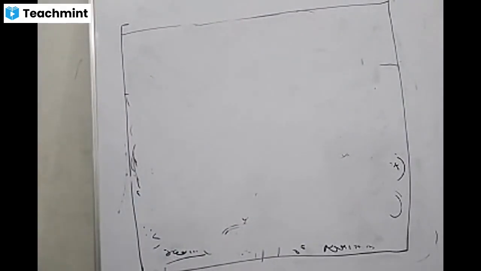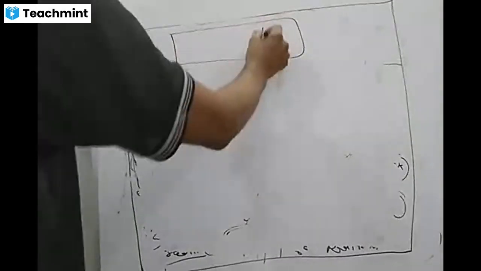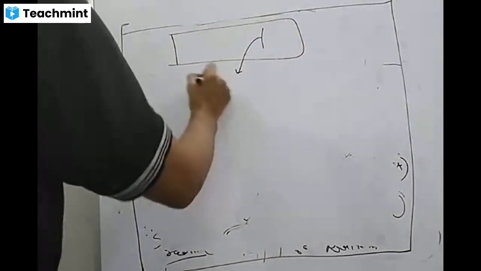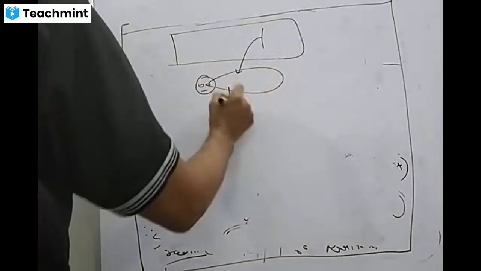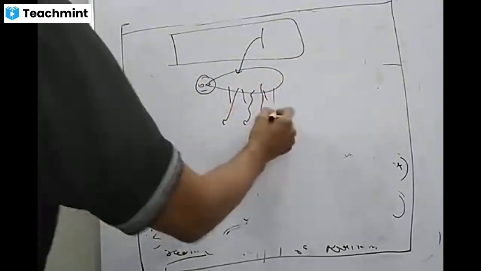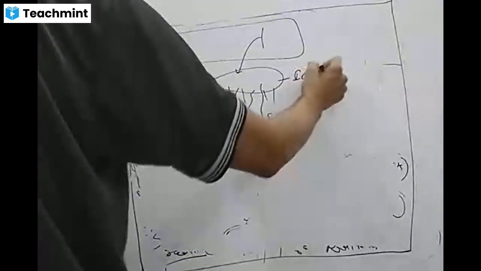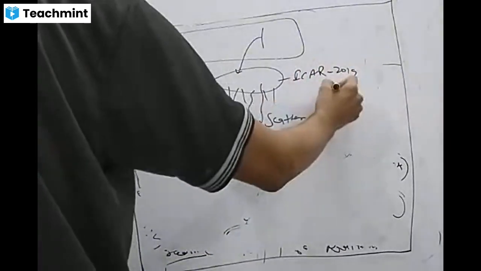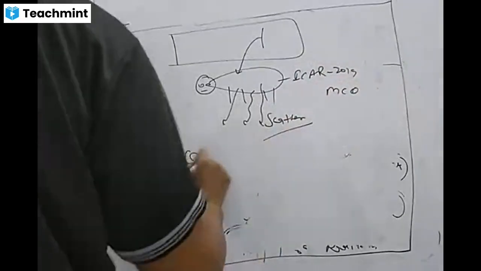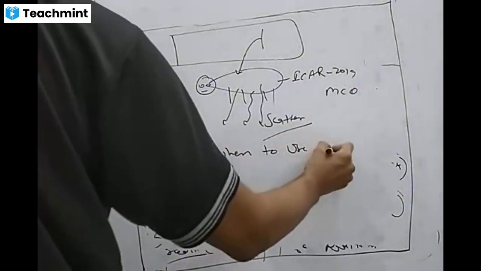Something about your scattered radiation. So this is your X-ray tube. X-rays come out, fall on the animal, and what comes out? Scatter. ICAR 2019 MCQ. The question was when to use grid.